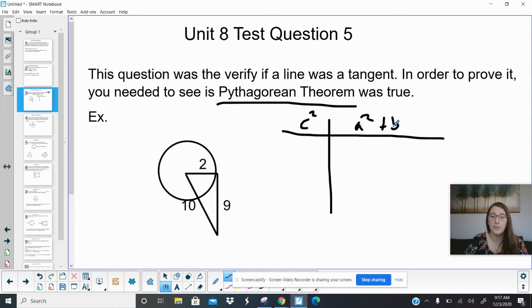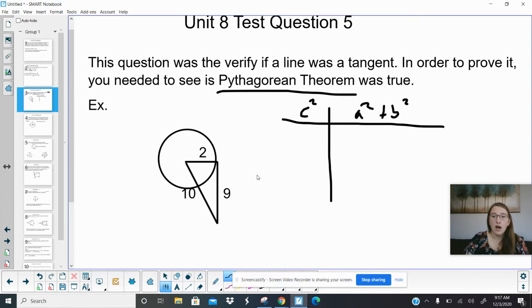So what we did to be sure was we filled in Pythagorean theorem and saw if what we got on this side equals what we got on this side. So for this situation here, this is just an example, this wasn't on the test, my c has to be the biggest side. So 10 is going to be my c, but I want it squared. And therefore 2 and 9 are my a and b. So 2 squared plus 9 squared.